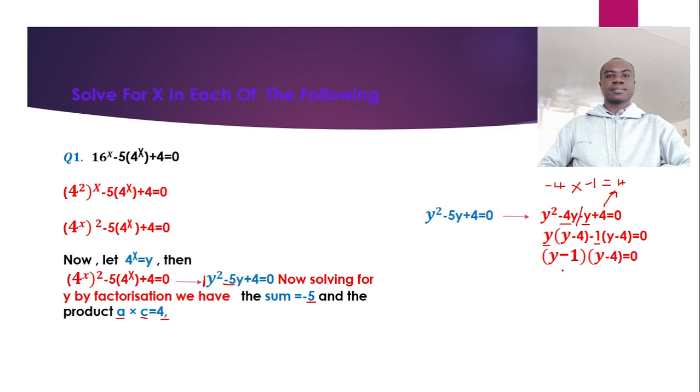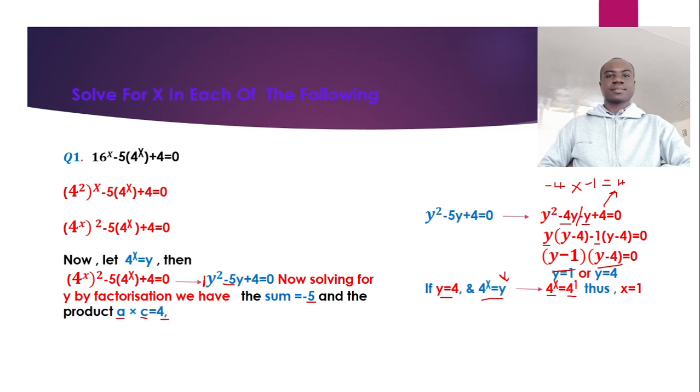And this now means we can equate each bracket to 0 one at a time. So if we do that, we are going to have y is equal to 1 or y is equal to 4, right? Now remember something here. We said y is equal to 4 to the power x. Now we have found that y is equal to 4. What this means is that, so 4 to the power x, right, now we substitute on y with the value we have found. This time is 4, so you put 4 there, right?